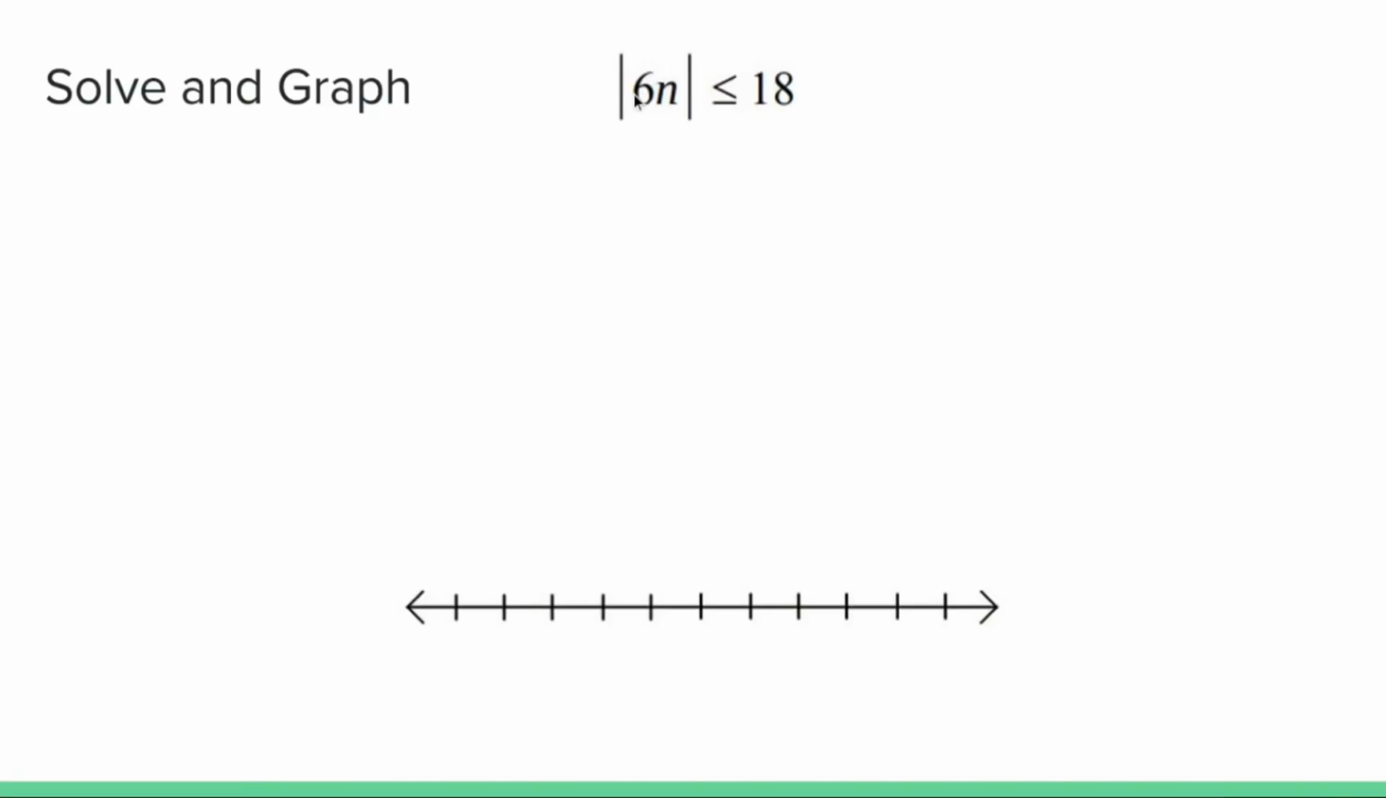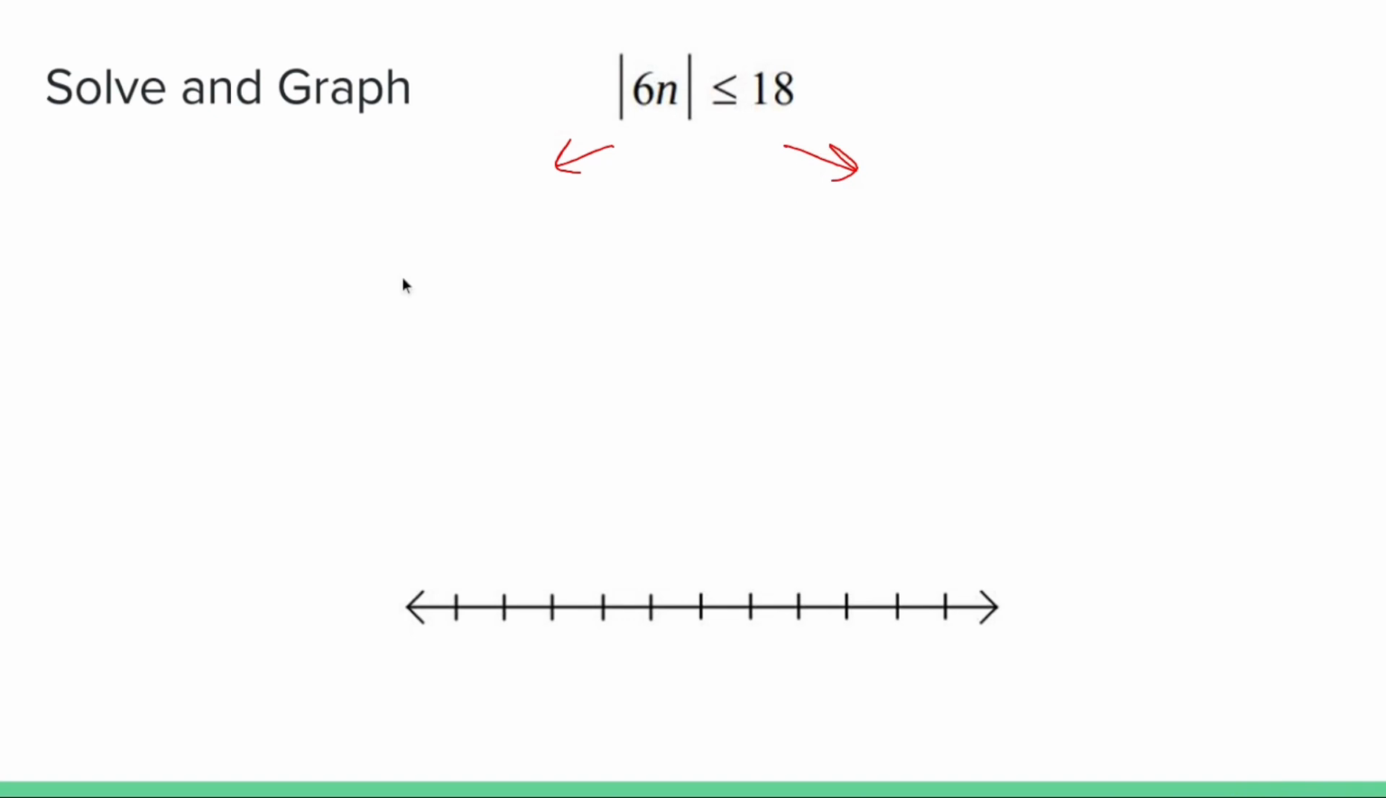We have ourselves an absolute value inequality. Now, with absolute value inequalities, the first thing that you need to do is get the absolute value all by itself on the left, and it is. Once it's on the left, what you do is you split it up into two equations.